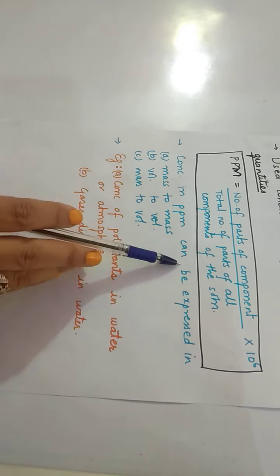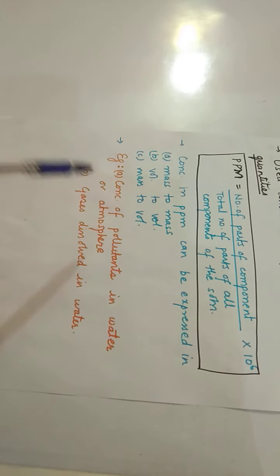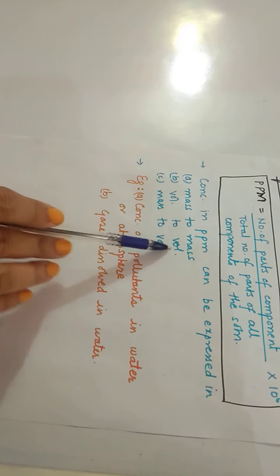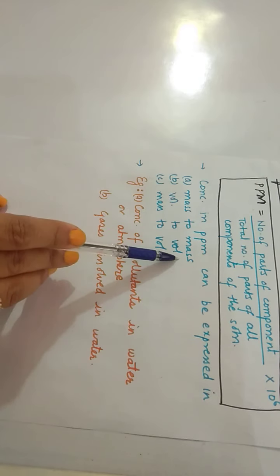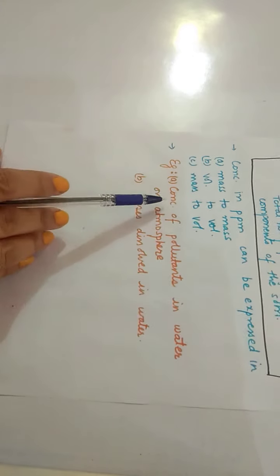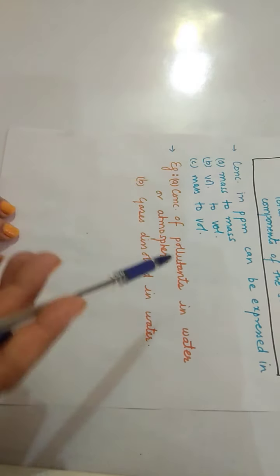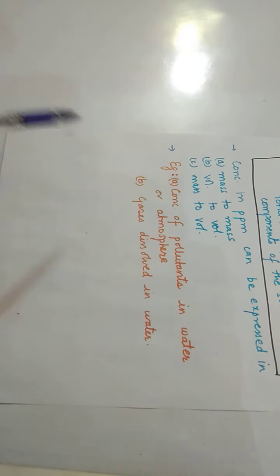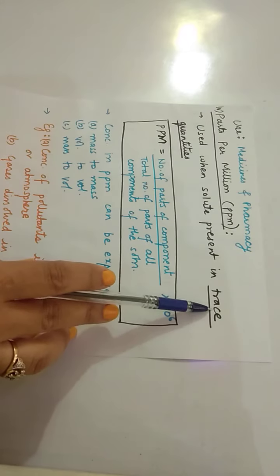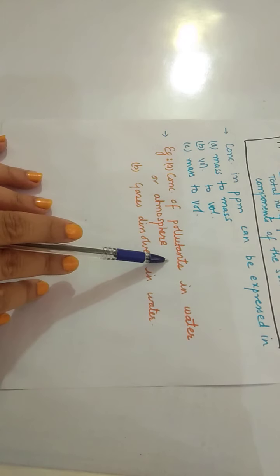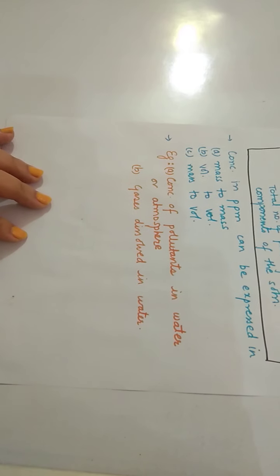Now, concentration in parts per million can be expressed in terms of mass to mass, volume to volume, or mass to volume. Mass to mass is gram to gram, volume to volume is ml to ml, and mass to volume is gram to ml. Examples: if you want to find out the concentration of pollutants in water or atmosphere, in a large amount of water, the pollutants will be present in trace quantity. There you can use ppm. Or if you want to find out the quantity of gases dissolved in water, that also you can find out in ppm.